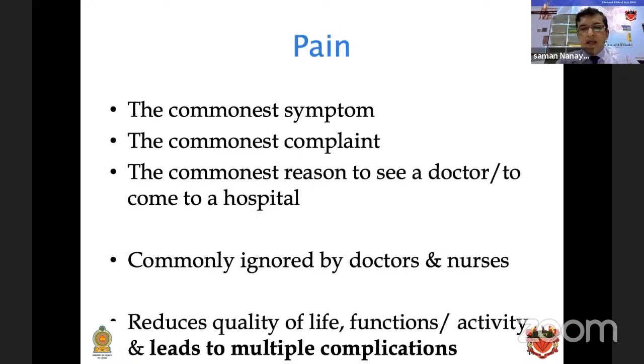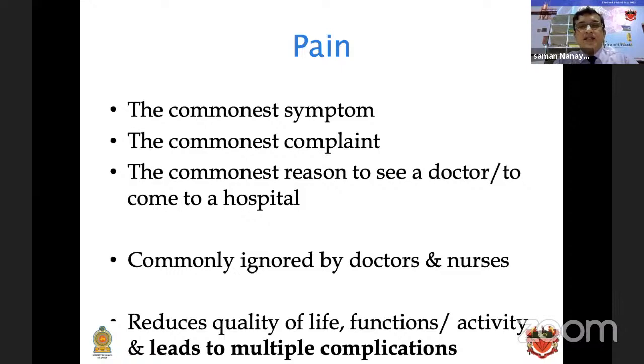So I must remind you, pain is the commonest symptom in the world. It's the commonest complaint, the commonest reason to see a doctor, and the commonest reason to come to a hospital. However, pain is very commonly ignored by the medical profession. Doctors and nurses both forget pain. Pain has been the reason for the patient to come to the hospital.